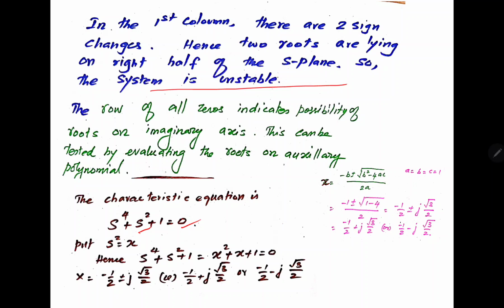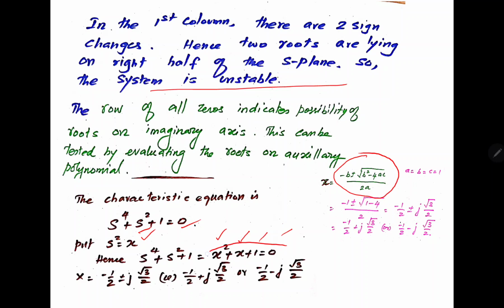Now we have to put s square is equal to x. We can transform this equation to x square plus x plus 1 is equal to 0. Now we have to find the roots of the polynomial. We have a formula for this quadratic equation to find the roots, that is minus b plus or minus square root of b square minus 4ac, by 2a. Now we have to substitute the values of a, b, c in this equation.